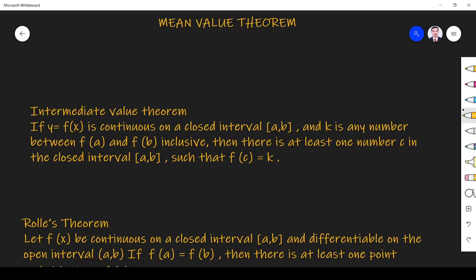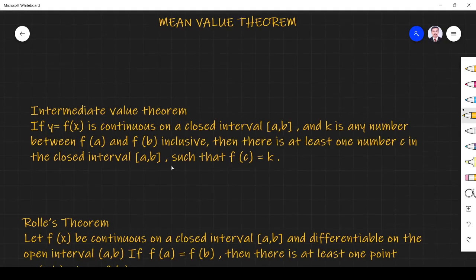Hi friends, in this session we will see the mean value theorem. So one or two questions may be asked in the TRB exam. So let us start this.